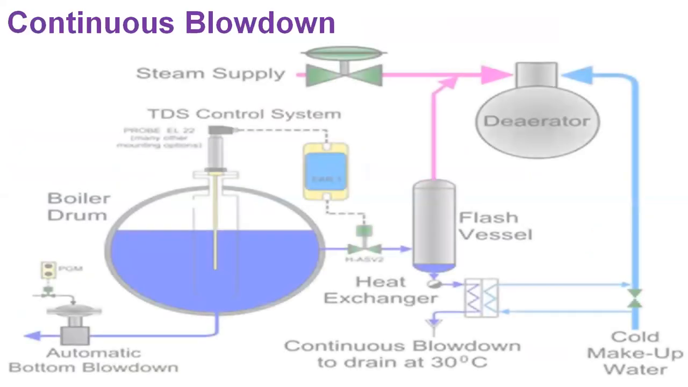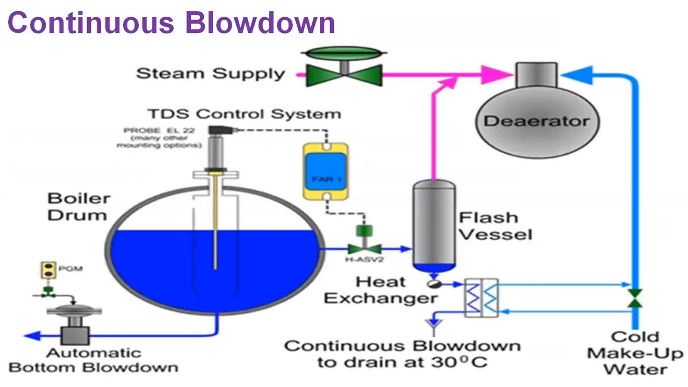When you see continuous blowdown, there is a steady and constant dispatch of a small stream of concentrated boiler water and replacement by a steady and constant inflow of feed water. This ensures constant TDS and steam purity at a given steam load. Once the blowdown valve is set for given conditions, there is no need for regular operator intervention. Here we have the TDS control system.